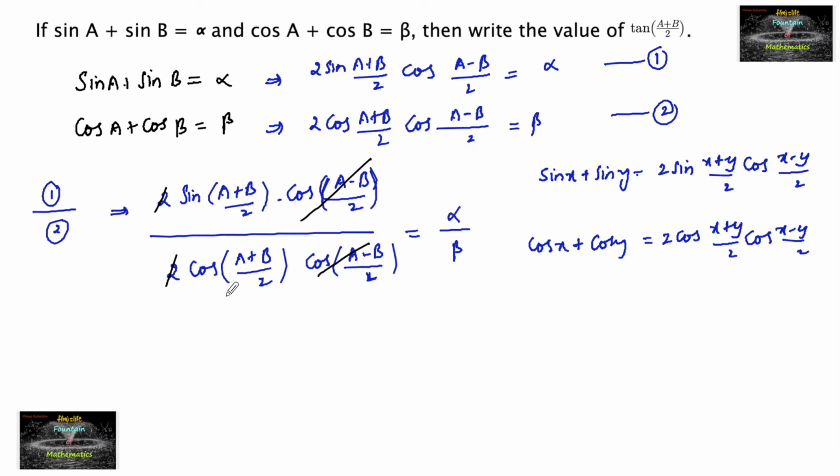So we have sin by cos, sin (a plus b) by 2 by cos (a plus b) by 2, that is tan of (a plus b) by 2, which is equal to alpha by beta. So the value of tan of (a plus b) by 2 is alpha by beta. Okay, thank you.